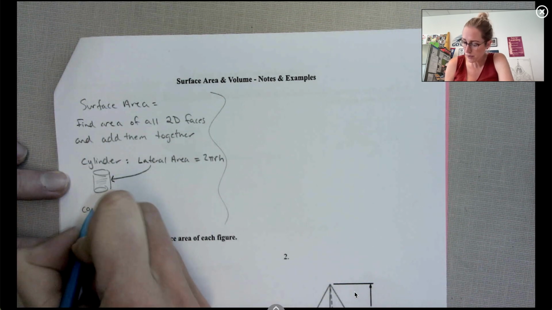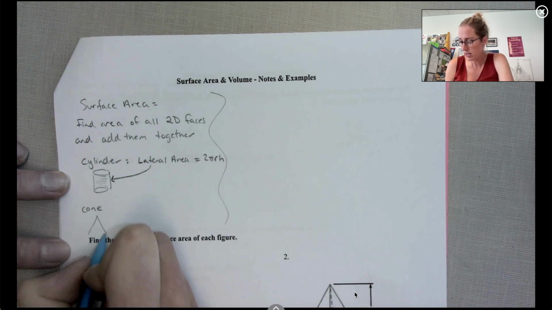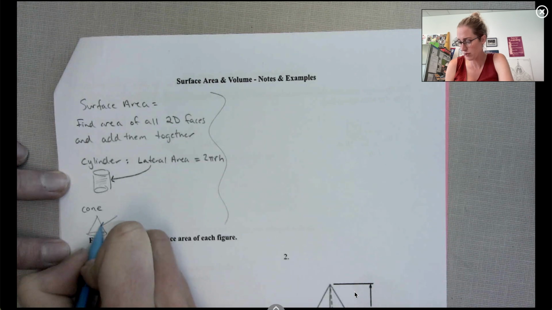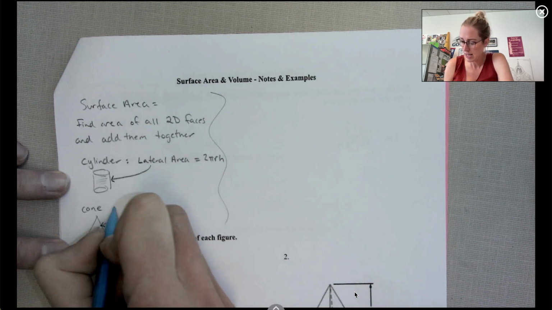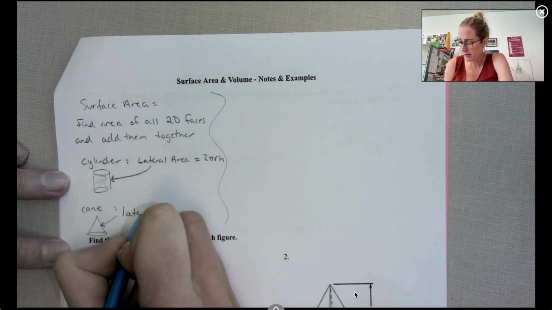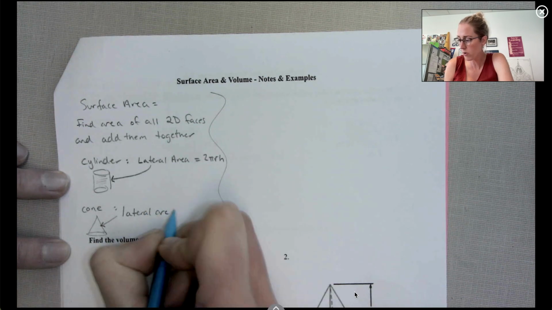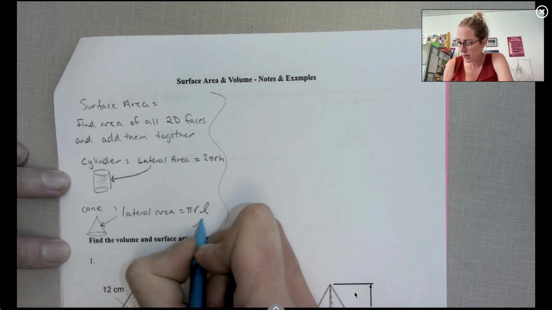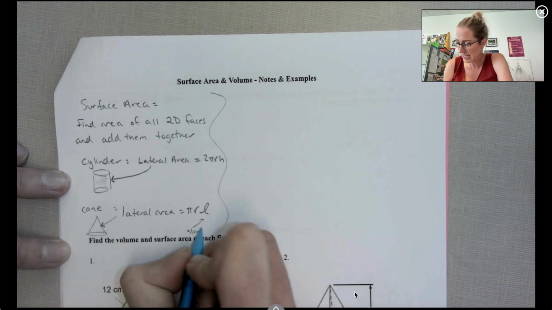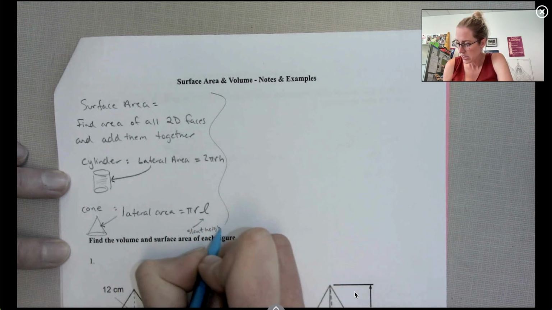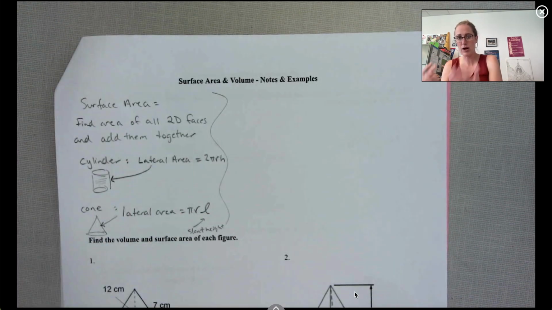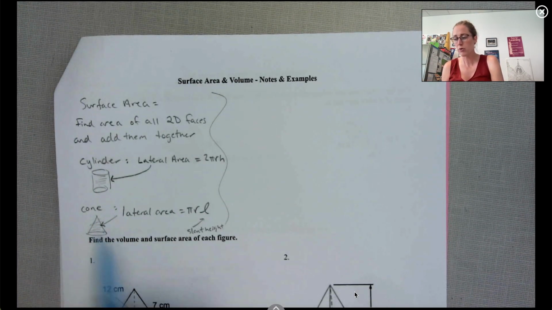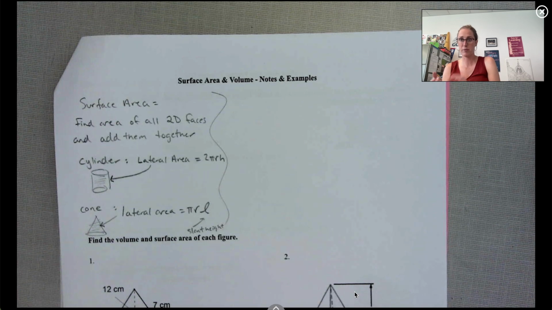For a cone, again, we have this wraparound part that we have a formula for. That is our lateral area. So for a cone, that is pi r L. And remember, L is the slant height. And again, that's just for that wraparound curved part. To get the total surface area, I would add on the circle of the bottom too.